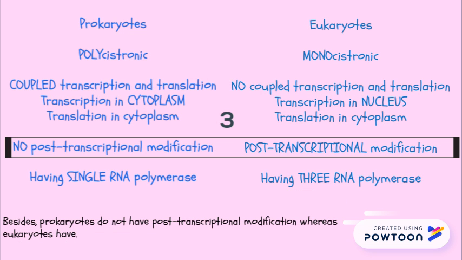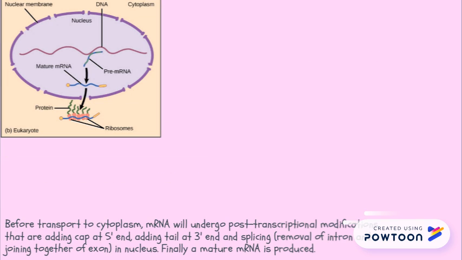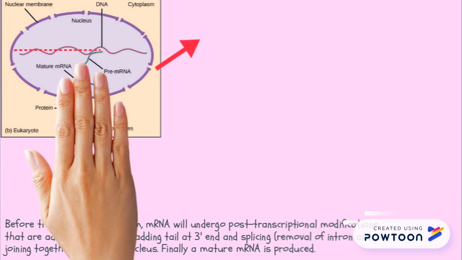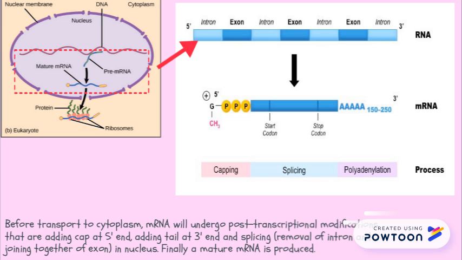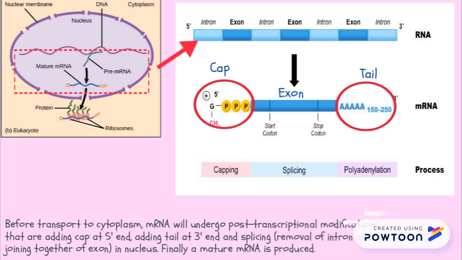Besides, prokaryotes do not have post-transcriptional modification whereas eukaryotes do. Before transport to the cytoplasm, mRNA will undergo post-transcriptional modifications: adding a cap at the 5' end, adding a tail at the 3' end, and splicing, which is the removal of introns and joining together of exons in the nucleus. Finally, a mature mRNA is produced.